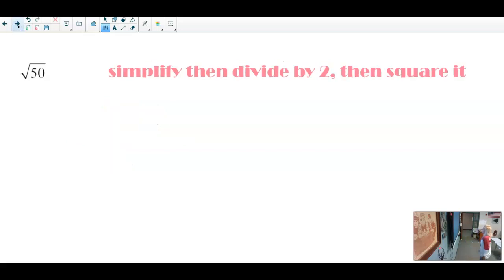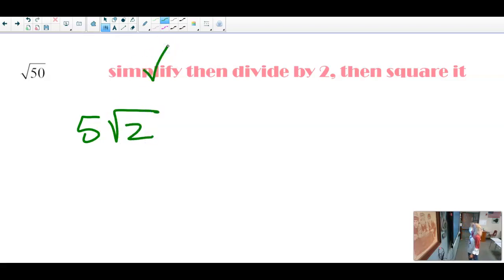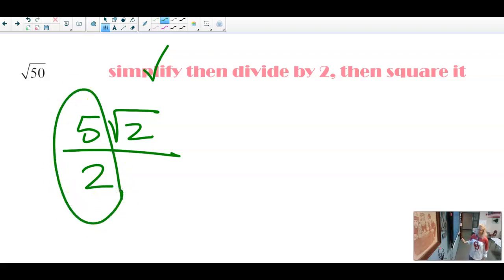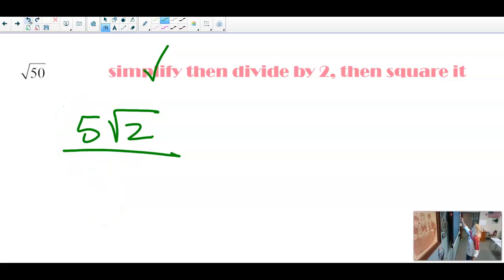What's next? We're going to simplify, then divide by 2, then square it. That's going to be a lot of fun. So once again, the square root of 50 is 5 square roots of 2. Let's divide that by 2. Done. Remember, we couldn't simplify that any farther, so 5 over 2 stays 5 over 2. Let me rewrite the denominator. Okay, let's square it. We got a lot of things to square here.